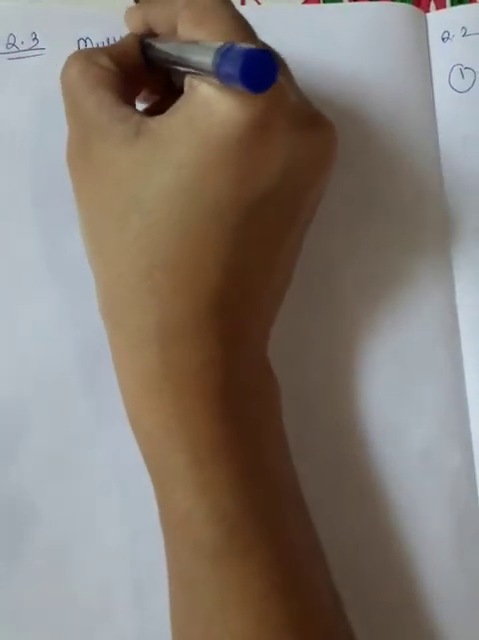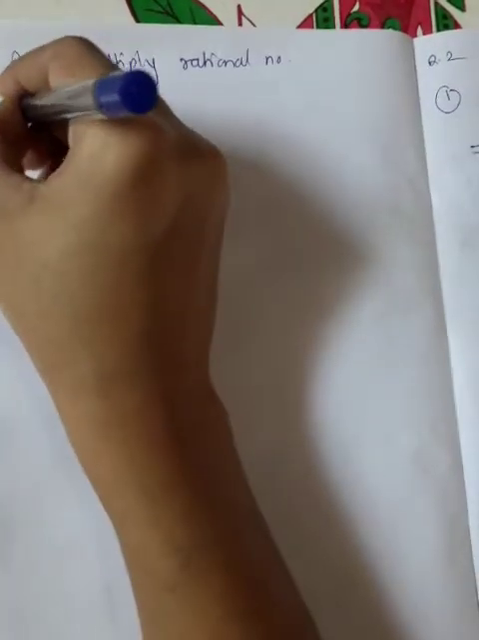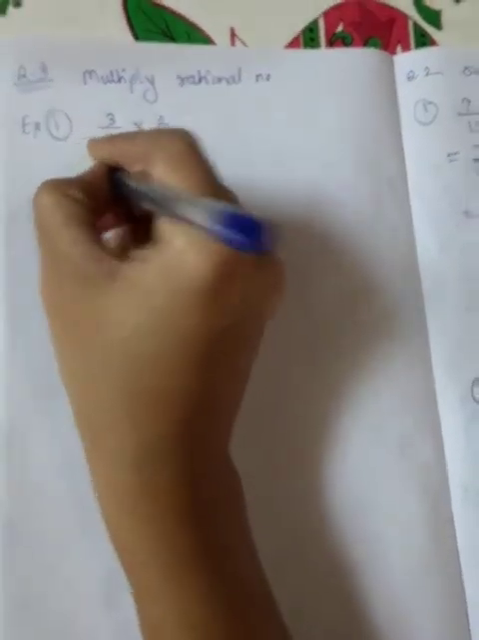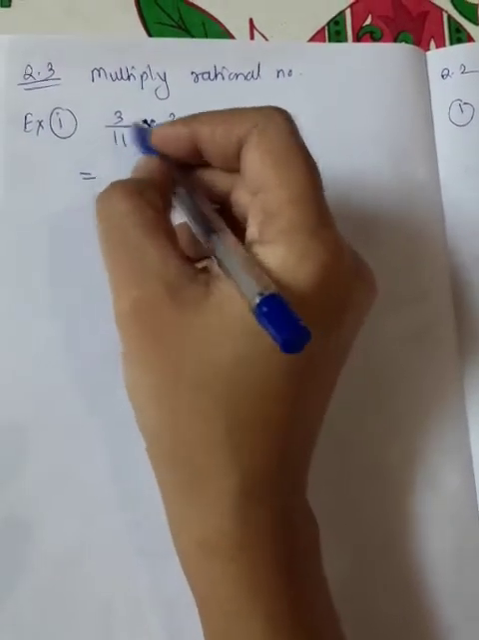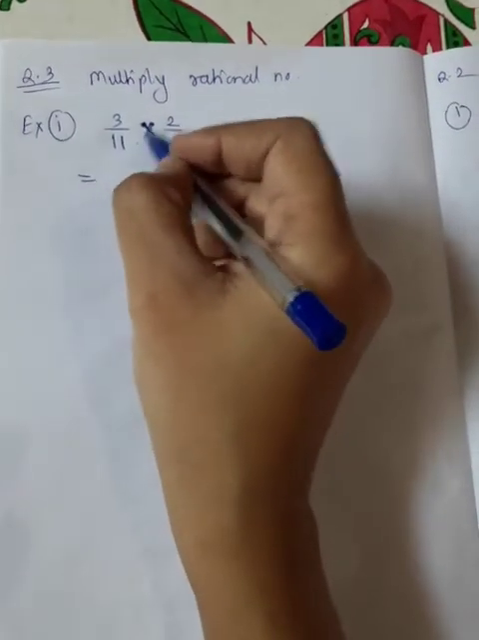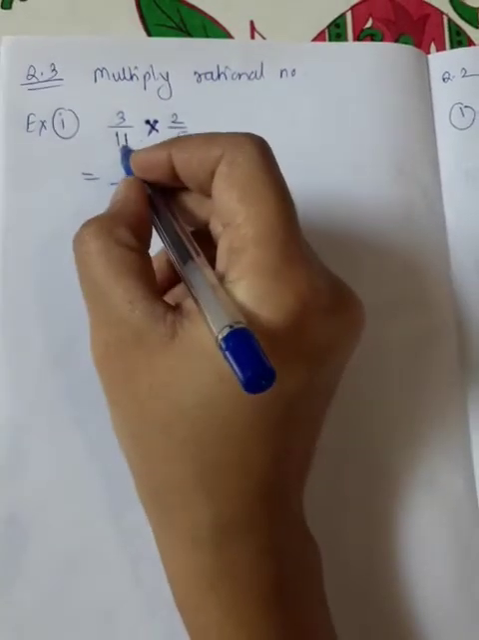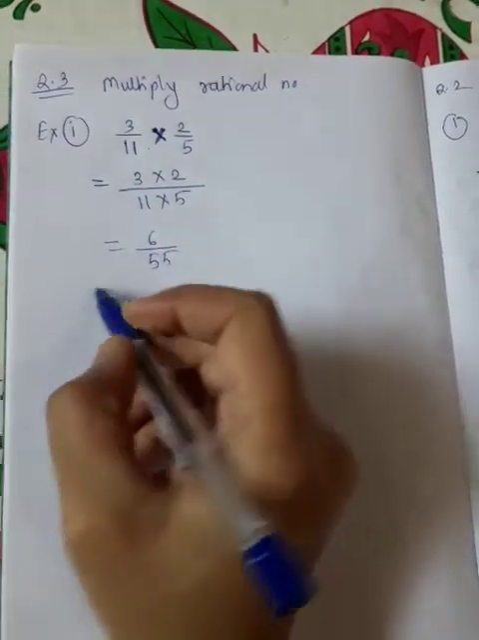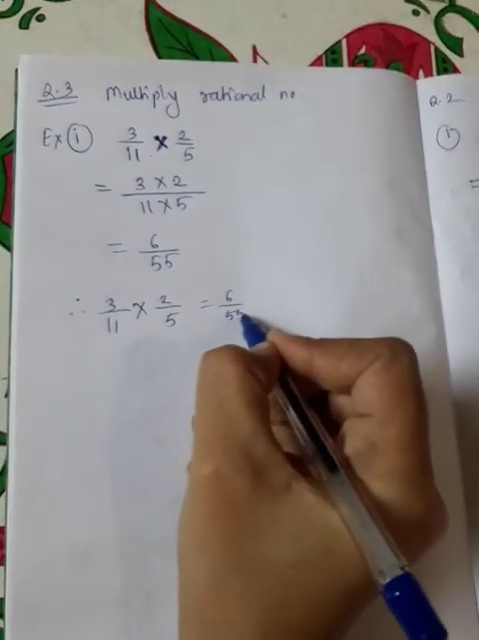Now question number 3 is multiply the rational numbers. Example number 1 is 3 by 11 into 2 by 5. We know how to multiply these rational numbers. These are nothing but fractions, and we know how to multiply fractions. Multiply numerators, so here 3 multiplied by 2 divided by 11 multiplied by 5. So we get 6 by 55. Therefore 3 by 11 into 2 by 5 is 6 by 55.